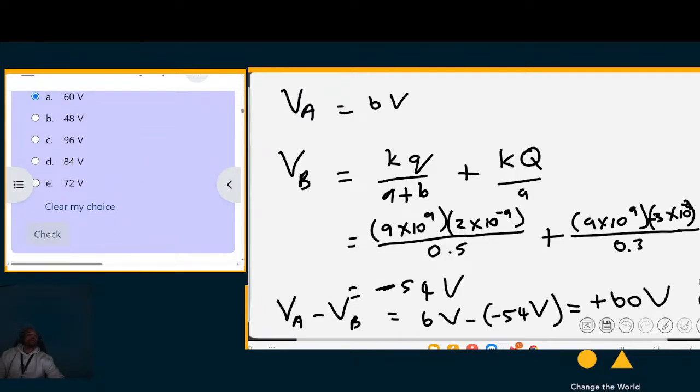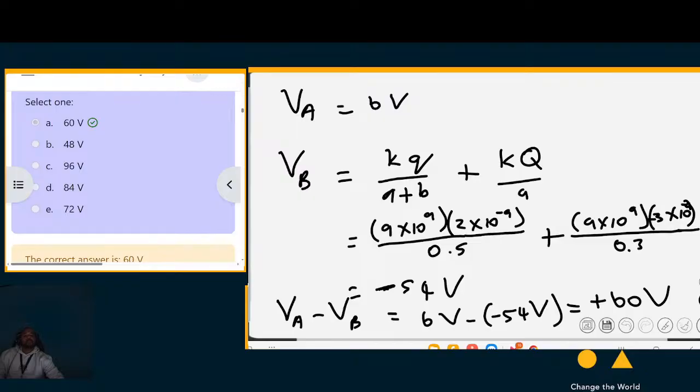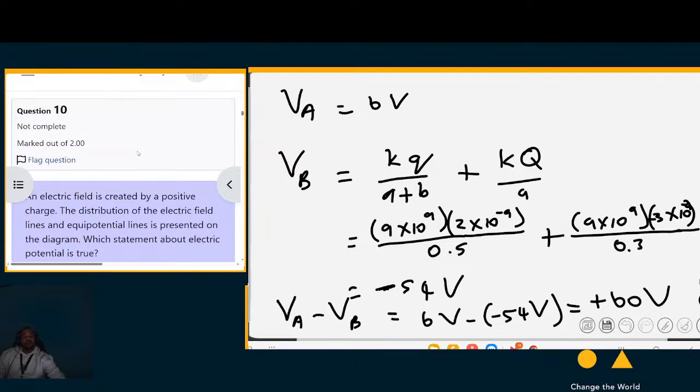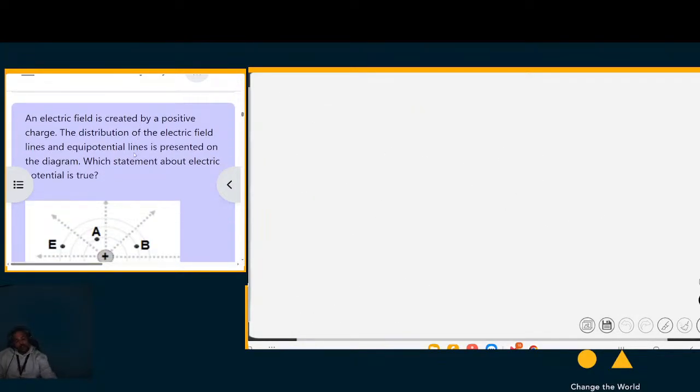Let's check. And yes, that is indeed correct. There is a positive 60 volt potential difference between A and B. Question 10 is the easiest. There are no calculations, so we end on a high note.